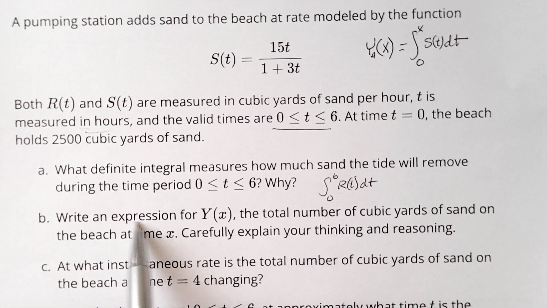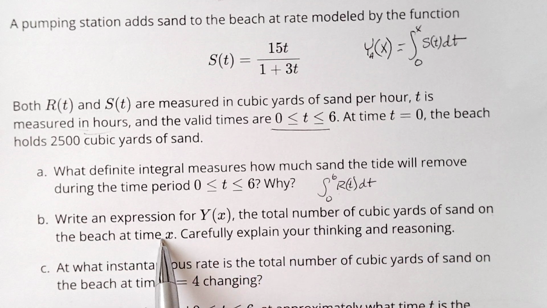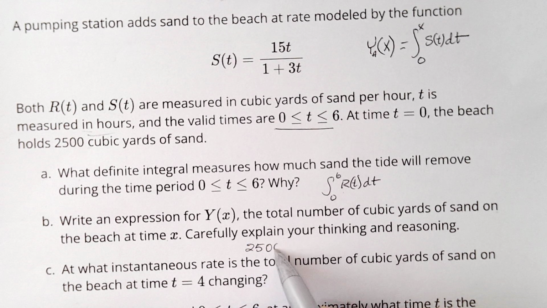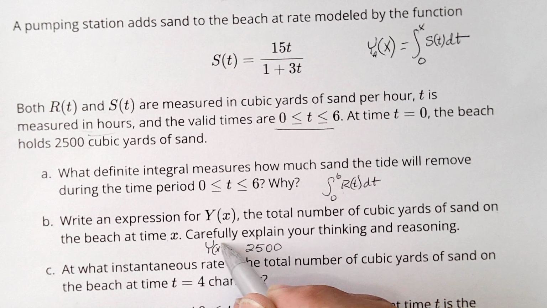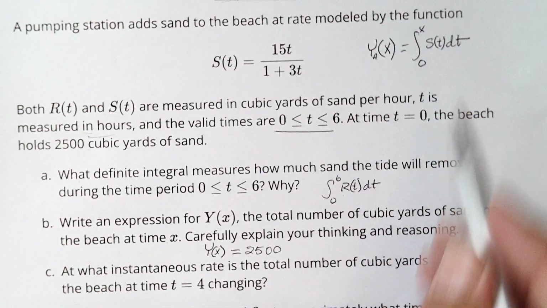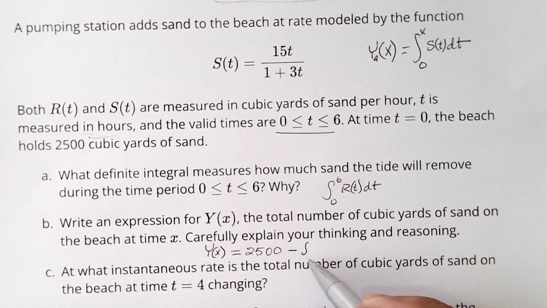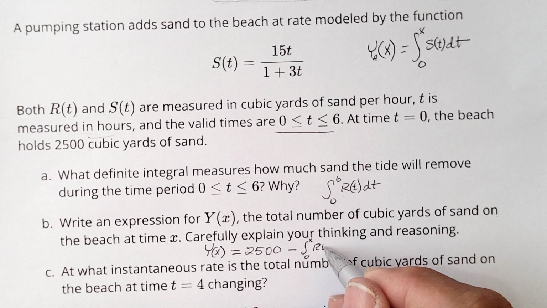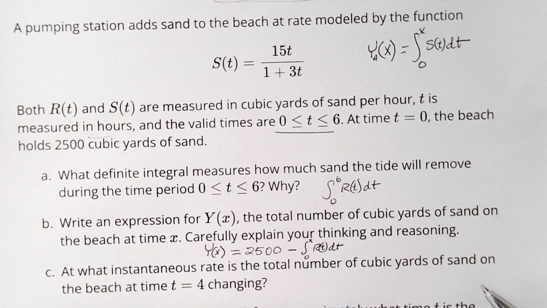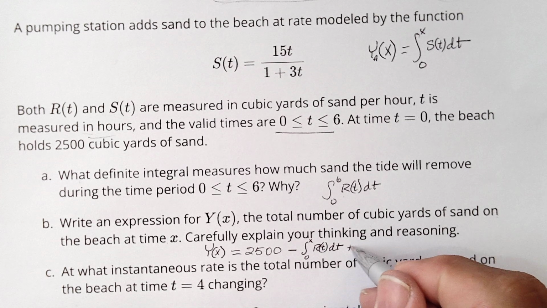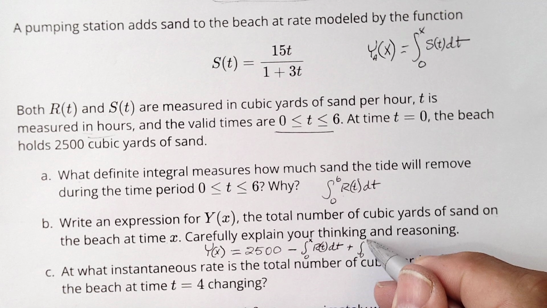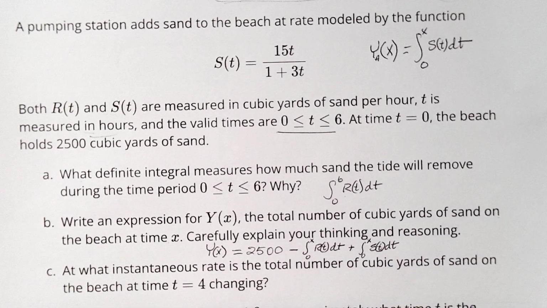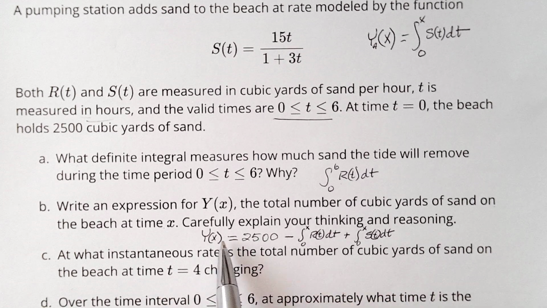Okay, write an expression y of t, the total number of cubic yards of sand on the beach at any time. Well, they say it starts with 2,500, so it's going to have 2,500 cubic yards. And then there's going to be sand being removed, so it's going to be minus the integral from 0 to whatever time they stop at of r of t, dt. But then there's sand being added, so plus the integral from 0 to x of s of t, dt. That would be the total amount of sand on the beach.